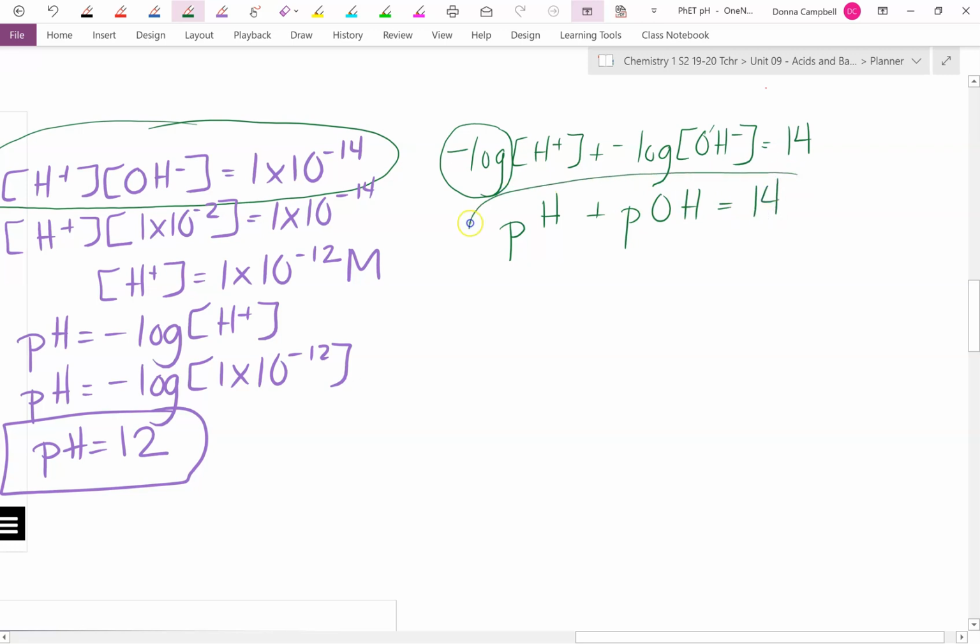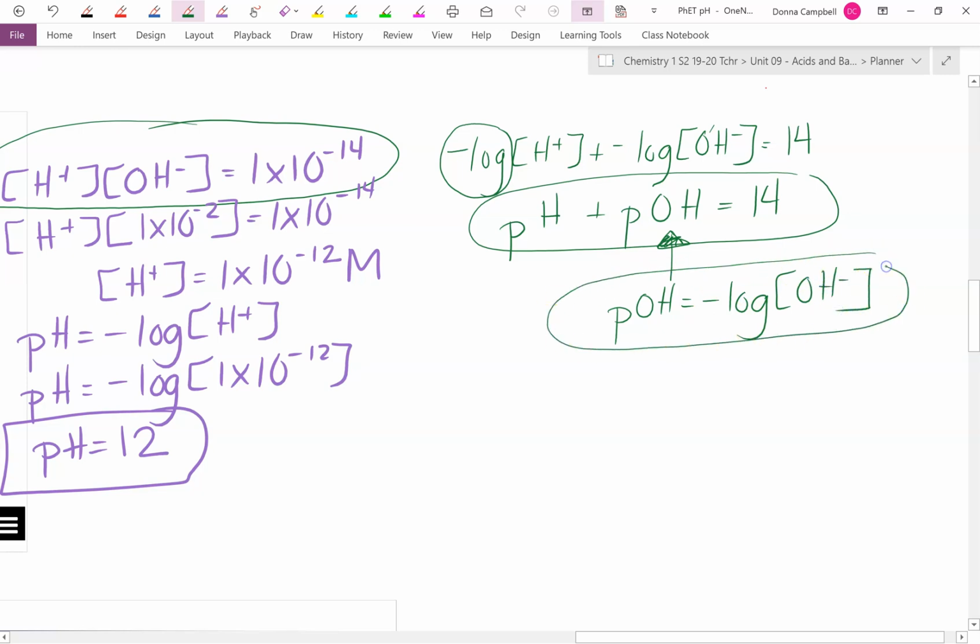So we get this quick relationship, but we really need to define this. POH is equal to the negative log of the OH minuses. This is another interesting piece. POH is usually never the answer. Unless the question specifically looks for it, don't calculate POH. You're always trying to get to pH, but this is a quick way of getting there.